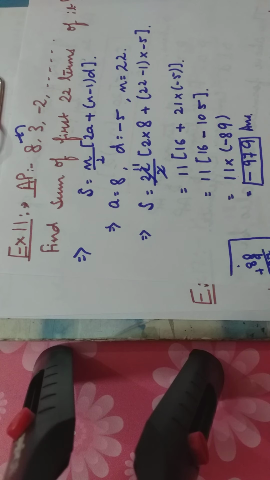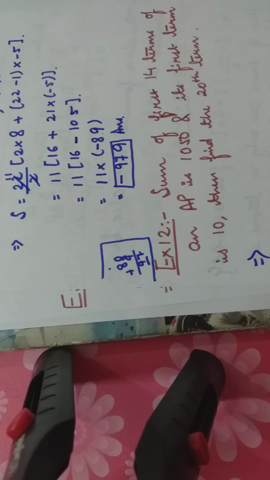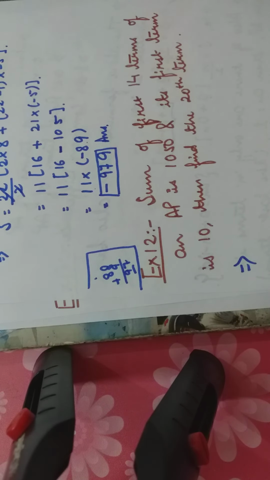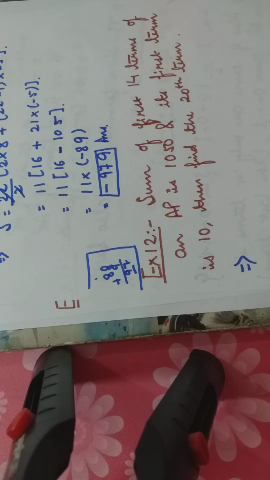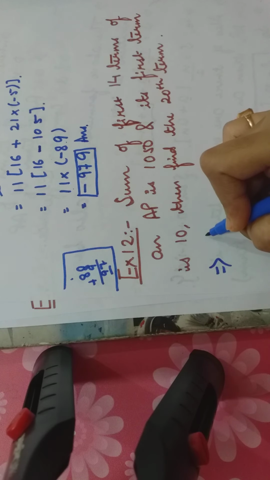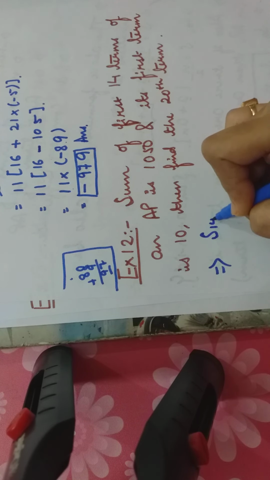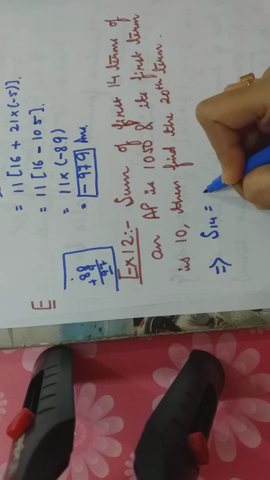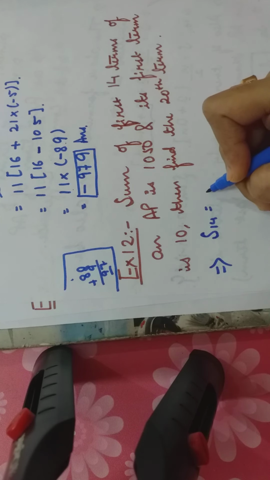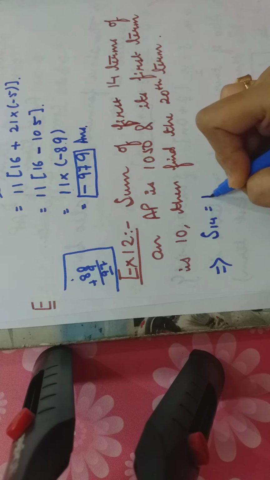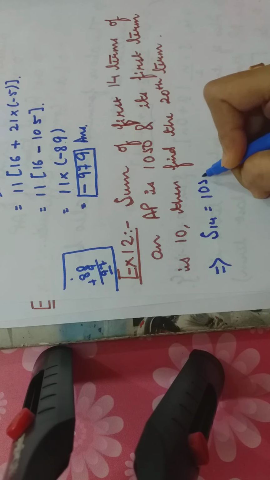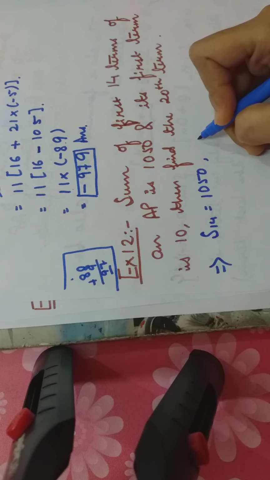Okay, come to the next example. Example number 12 is saying, if the sum of the first 14 terms of an AP is 1050 and its first term is 10, then you have to find the 20th term. The sum of the first 14 terms of an AP is given, that means S14 is given, and that S14 is 1050.